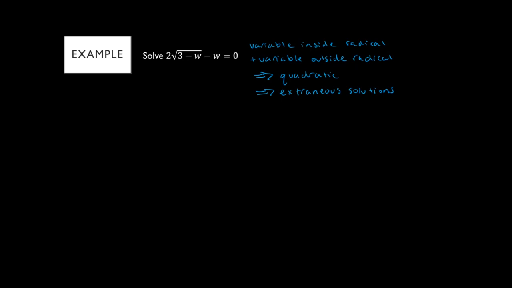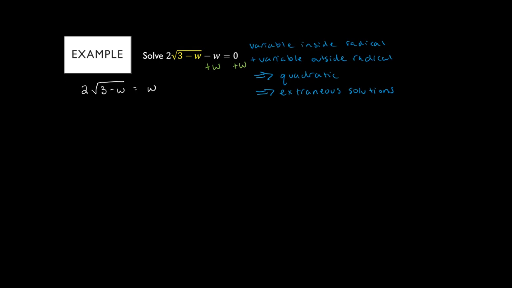So we need to get the radical part by itself. So we need to first move the minus w to the other side. We always do our adding or subtracting first. So I'm going to add w to the right side. So that's 2 times the square root of 3 minus w equals w.